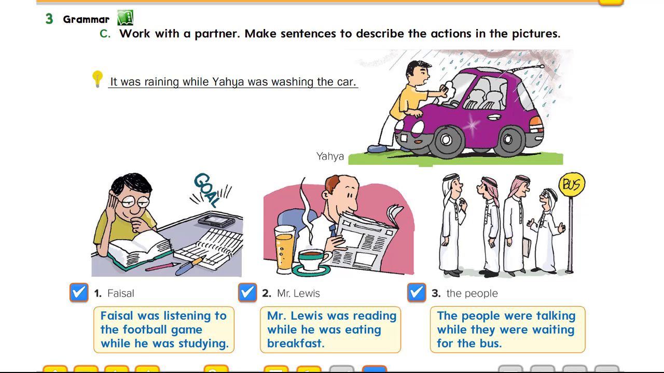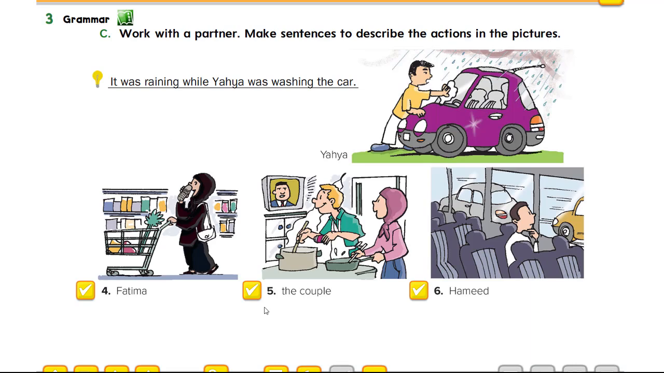Number 1. فيصل was listening (كان يستمع) to the football game while he was studying، أثناء دراسته، أو بينما كان يدرس. Number 2. Mr. Lewis was reading (يقرأ) while he was eating breakfast. Number 3. The people were walking while they were waiting for the bus. لاحظنا أن was للمفرد و were للجماعة.